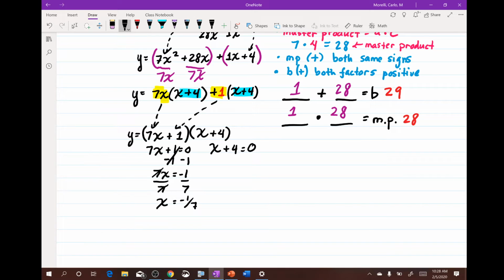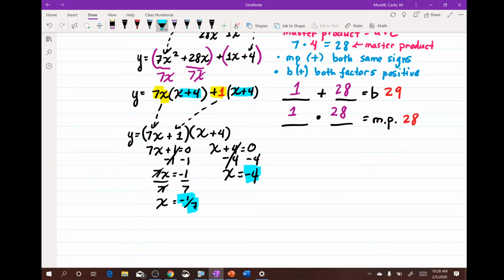Alana, how are you today? See this x plus 4 equals 0 over here? How would I get that 4 to go hang out on the other side of the equal? Minus 4 on both sides. Now we have x equals negative 4. So here are my two solutions: negative 1/7 and negative 4.